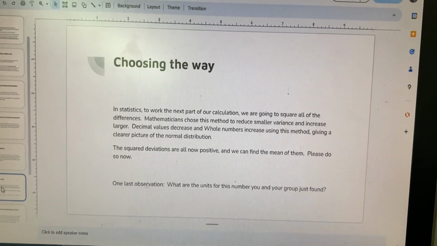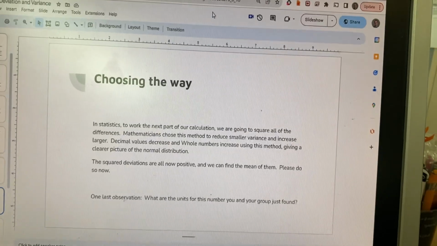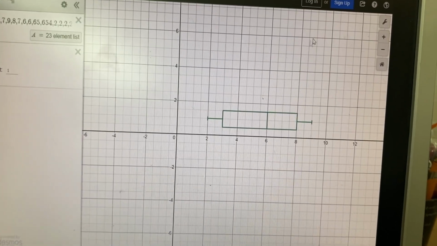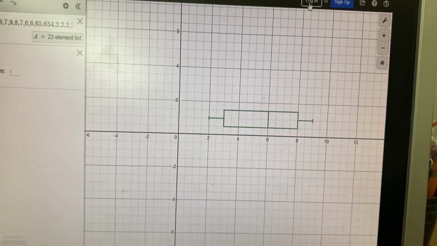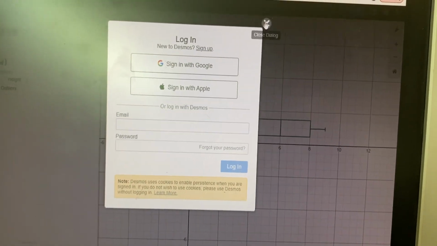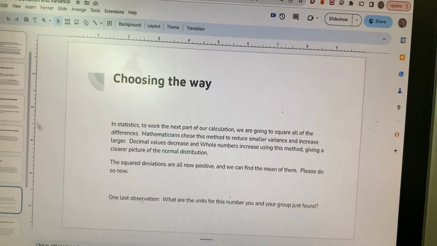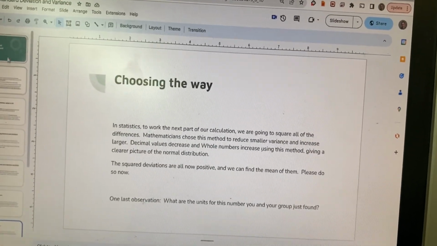So make sure you go through, make sure you make those different graphs, and it'd probably be good if you come into Desmos, log into Desmos, just use your Google credentials for that, and then you can save that graph as 1.4 since this is the 1.4 set of notes.